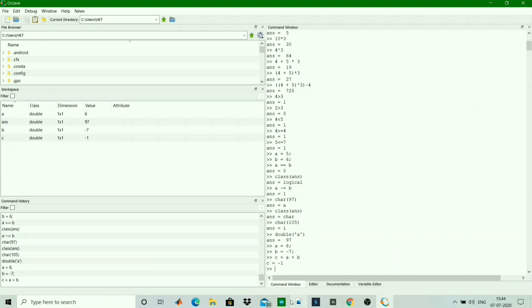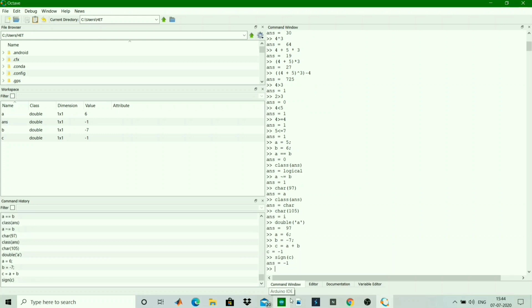So we can do it simply by typing in sign C, because C stores -1, and hitting enter, you see the answer is -1. And why is it so? The sign has 3 possible values. It may be -1, 1, or 0.